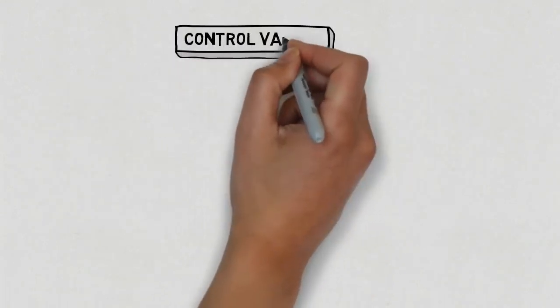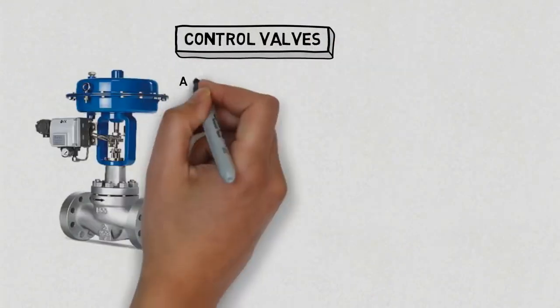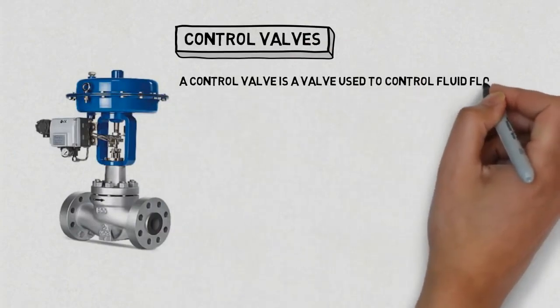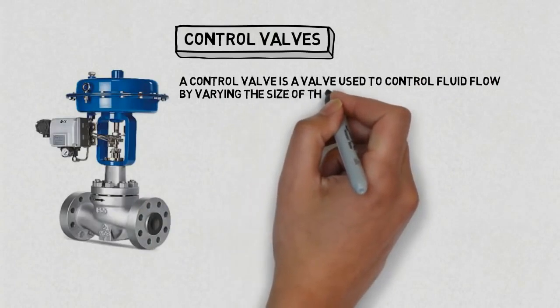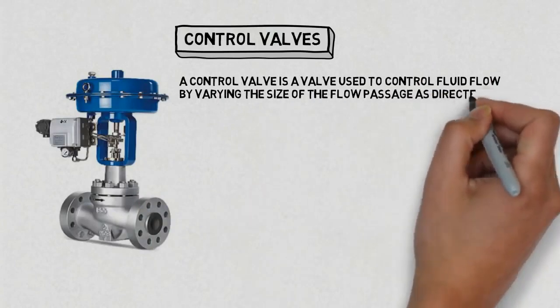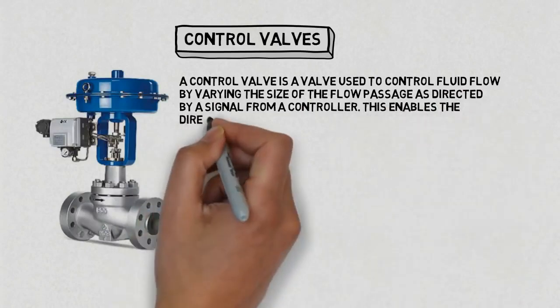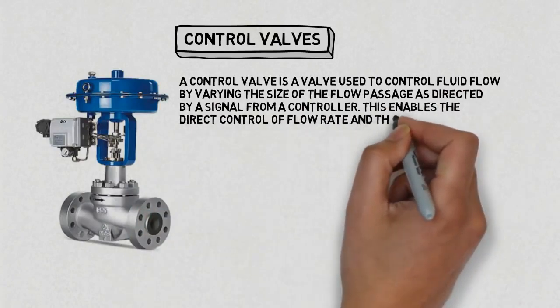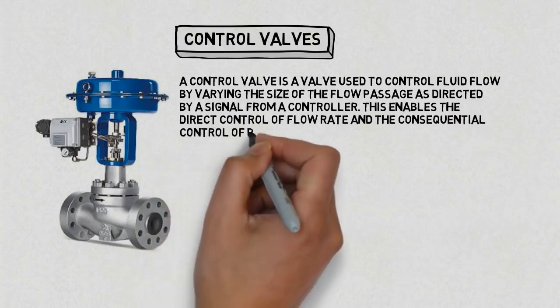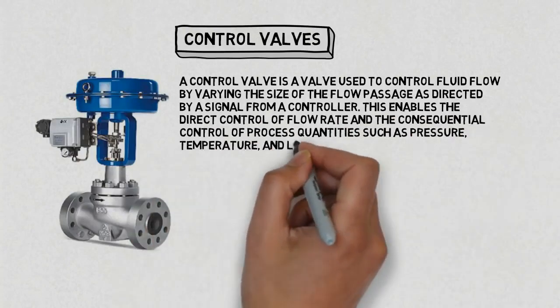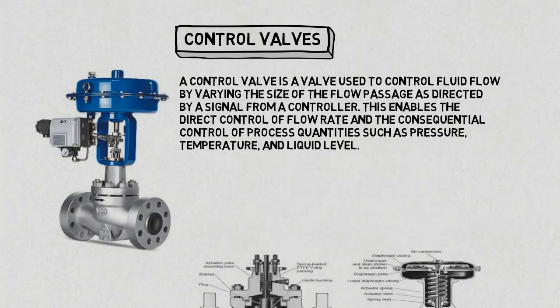Control valves. A control valve is a valve used to control fluid flow by varying the size of the flow passage as directed by a signal from a controller. This enables the direct control of flow rate and the consequential control of process quantities such as pressure, temperature, and liquid level.